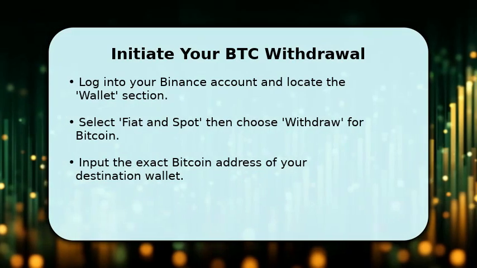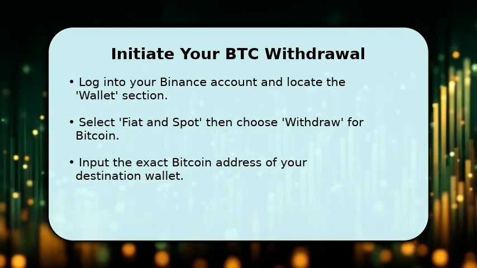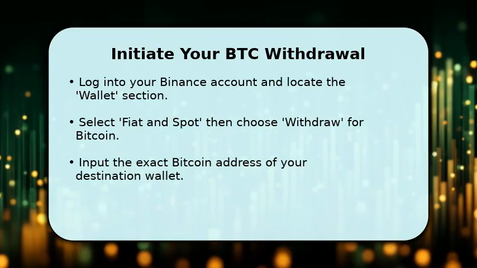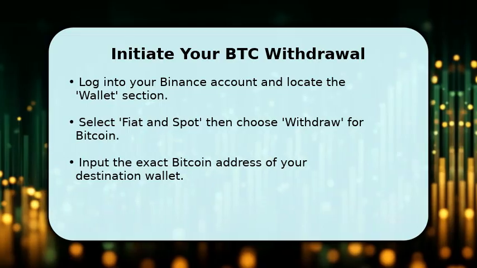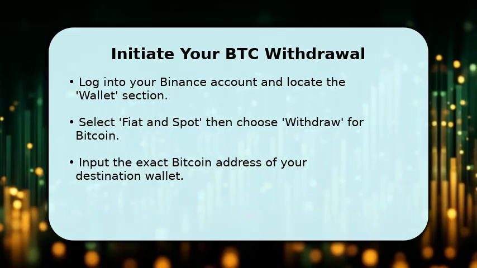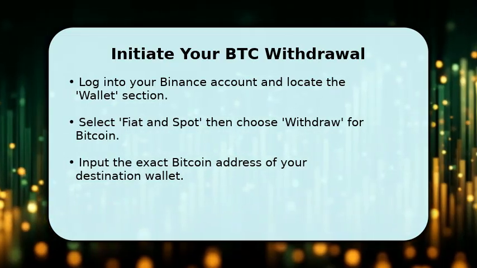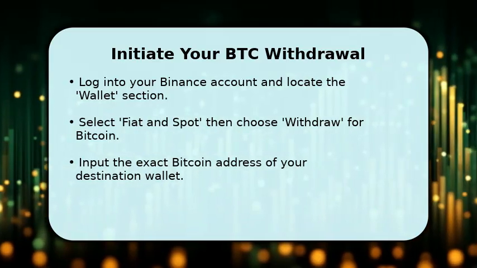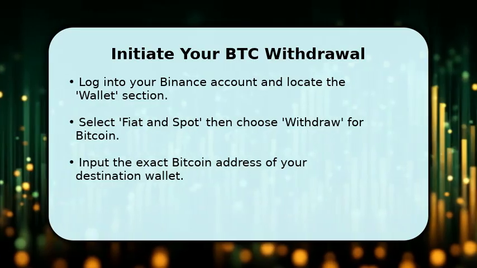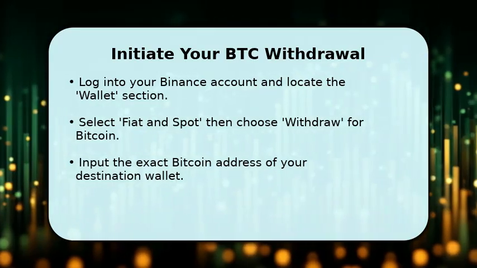To begin, log into your Binance account and navigate to your wallet. From there, select Fiat and Spot and then click on the Withdraw option. You'll then choose Bitcoin as the cryptocurrency you wish to send. It's crucial to accurately enter the recipient's Bitcoin address. Double-check every character, as an incorrect address can lead to irreversible loss of funds.